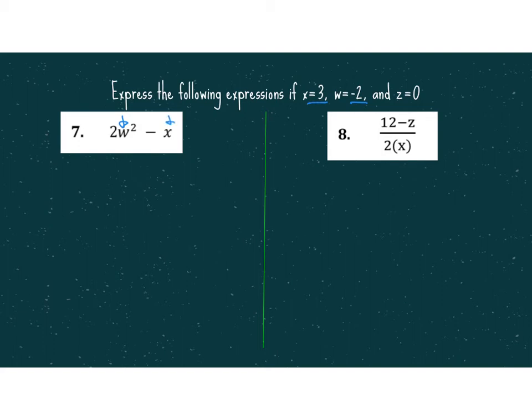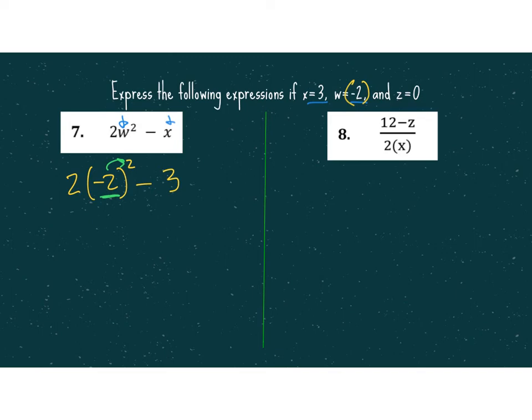My w is a -2, so I'm going to make sure that I put parentheses around it, and it looks like this: 2 times parentheses -2, that's quantity squared, minus 3. So my -2 went in for the w, and my 3 went in for the x. Then the next thing I would do is look for my grouping symbols. I have a grouping symbol of this -2, and that -2 is being raised to an exponent. There's nothing inside the grouping symbols that is an operation that I have to take care of.